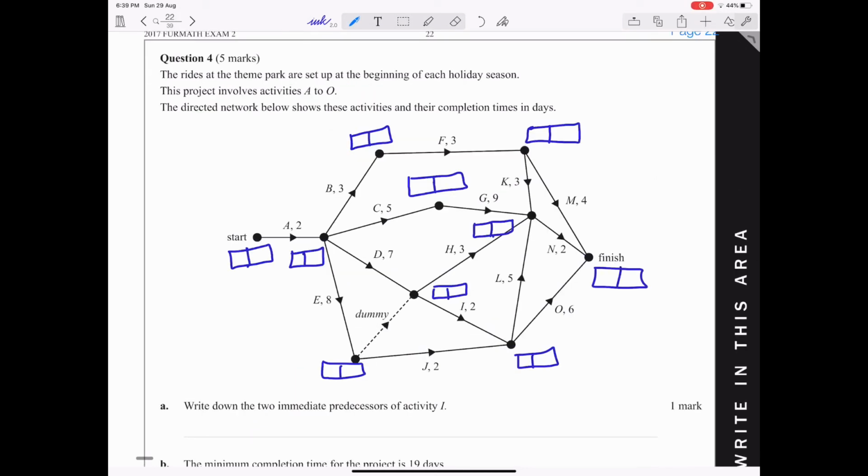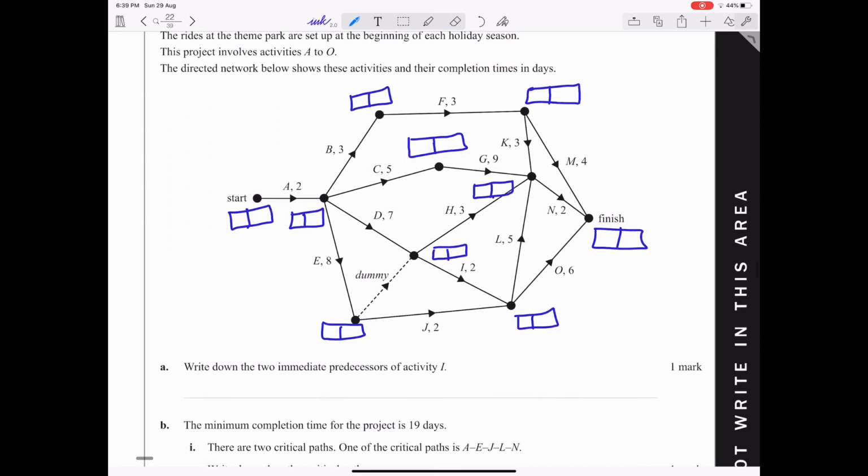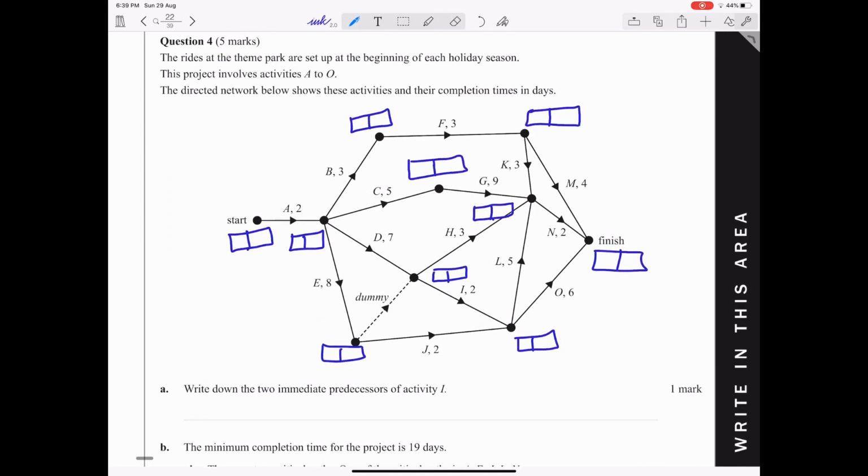Question 4. The rides at a theme park are set up at the beginning of each holiday season. The project involves activities A to O. The directed network below shows these activities and their completion time in days. A. Write down 2 immediate predecessors of activity I. So activity I is over here. We know that D is an immediate predecessor because it's immediately before activity I, and the dummy activity suggests that activity E is also before activity I, so therefore D and E are the two immediate predecessors of activity I.